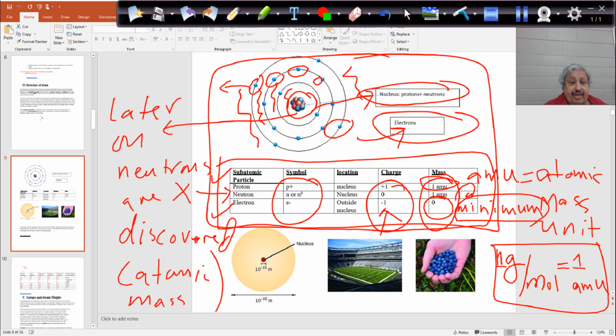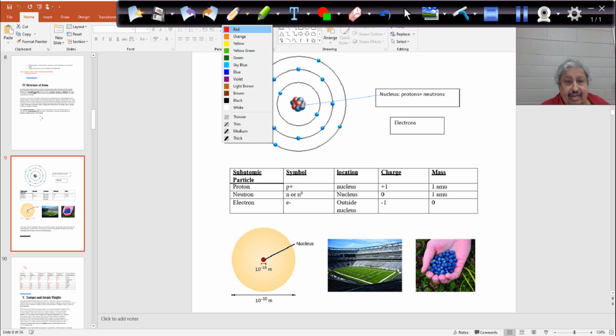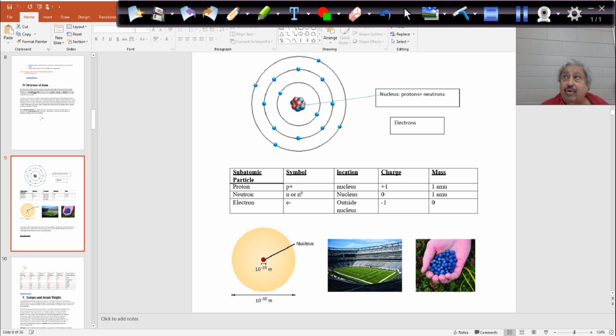Correct? Now let's put this simply. Any question you have now? Any question? No question? Okay, let's look at the periodic table up in front of you there on the wall. If you look at this, we want to see how we recognize the atomic number, atomic mass, and the symbol. So we talked about the symbol, correct?